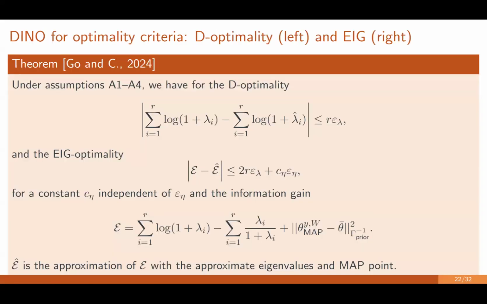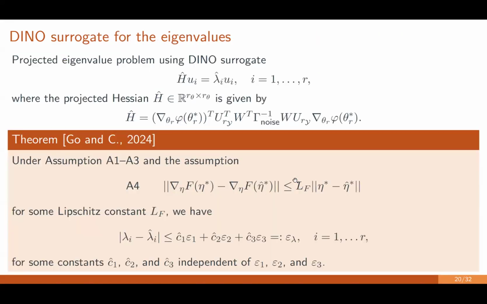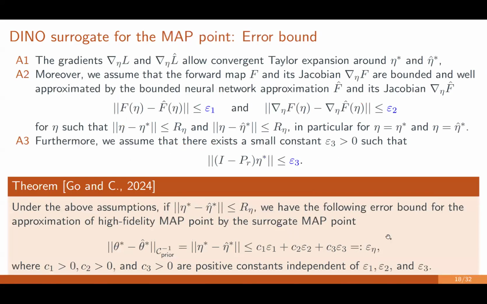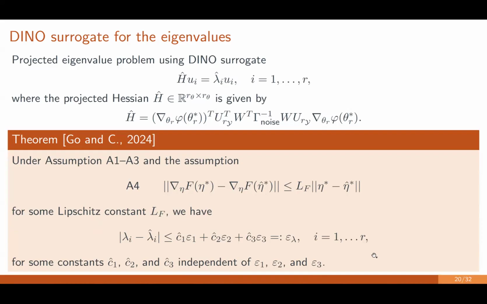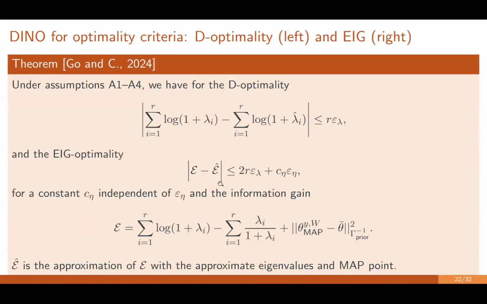Okay, so eventually, we computed this eigenvalue approximation and also this MAP point approximation. We have our EIG, which is dependent on the eigenvalues and also the MAP point. So we can also properly bound the approximation of this EIG, and eventually it will depend on the error for the eigenvalues and also the error for the MAP point approximation, where we have the error derived here for the eigenvalues and also the error derived for the MAP point, and eventually we can bound this approximation error.